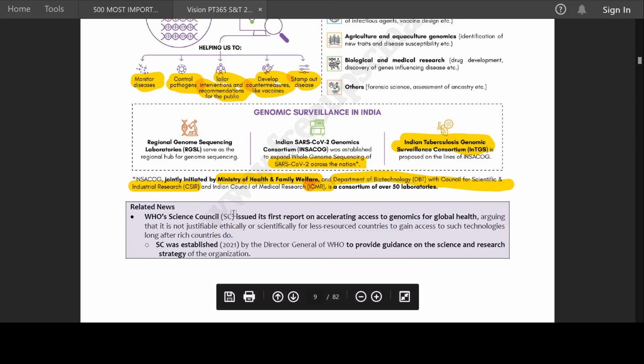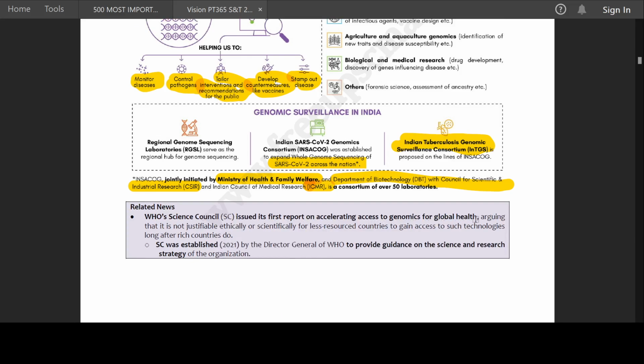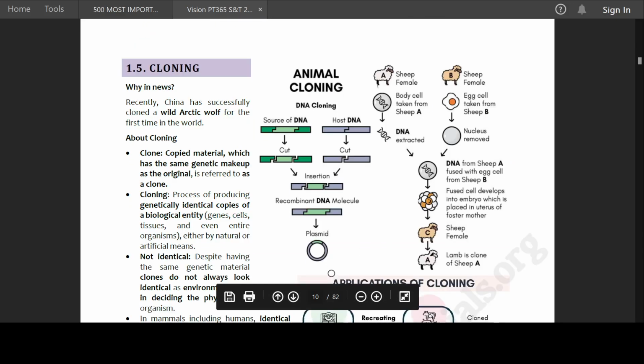WHO's Science Council issued its first report on accelerating access to genomics for global health. The Science Council of WHO was established in 2021 by the Director General of WHO to provide guidance on the science and research strategy of the organization.